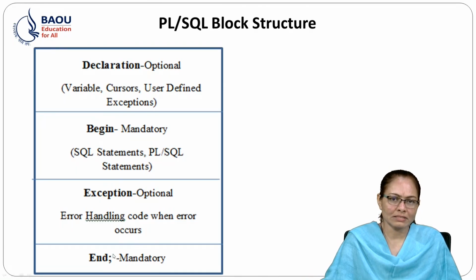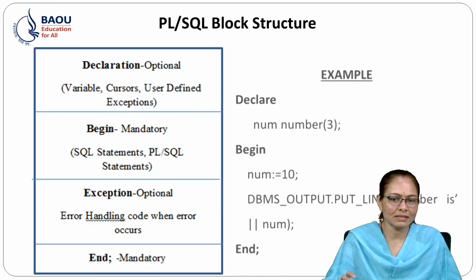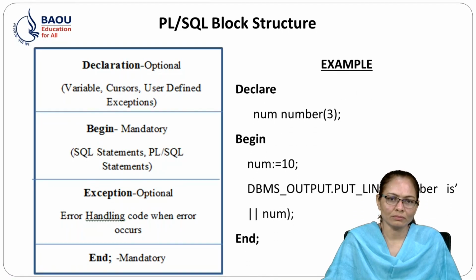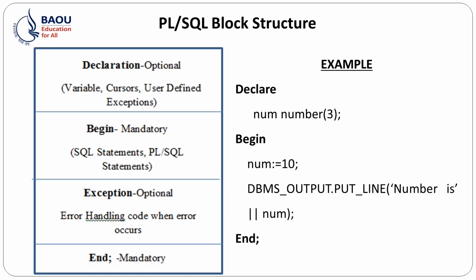Now, what is the end? The code block is terminated by the end keyword. This is the only keyword, followed by a semicolon. Just write down end and then a semicolon. How to execute this block? Using the slash sign.